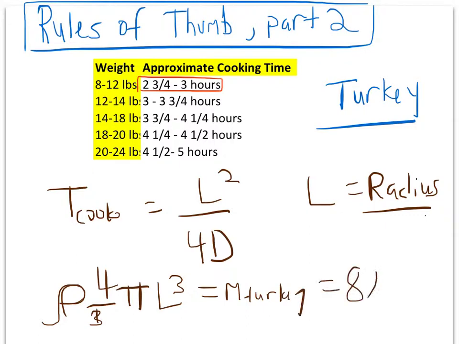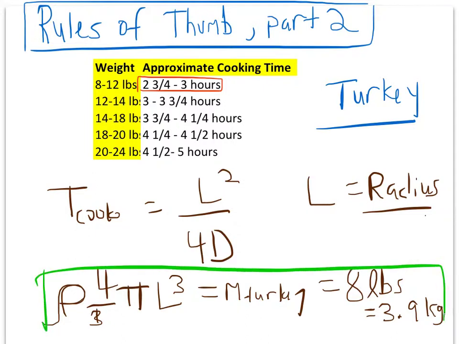Let's just take the lower end of the weight in the range that we're in. And 8 pounds turns out to be about 3.9 kilograms. So if you convert that, that's 3.9 kilograms. From this equation, which I will circle so you all realize which equation I'm talking about, we can compute L, the radius of the turkey.